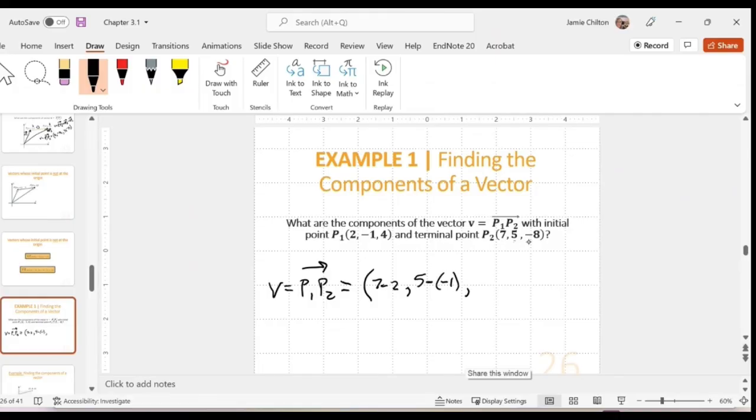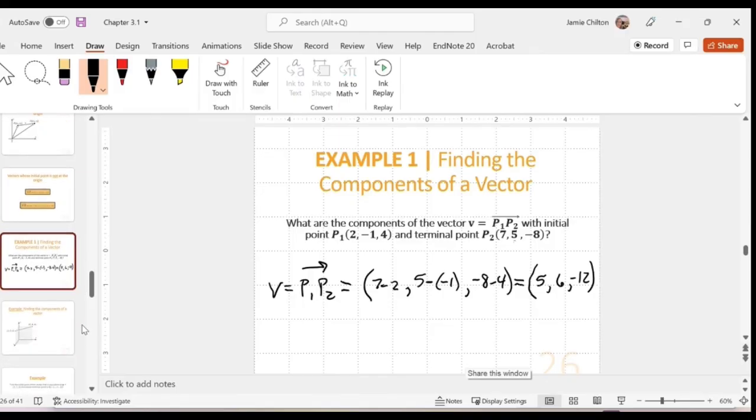And then for our third component, now we have -8 minus 4. So all of that is going to end up giving us the components for V. And we should get 5, 6, and -12. So simple stuff. Now you would just simply carry this out as many dimensions as you have in a particular problem. So this was pretty easy. This was 3 space, so we had 3 components, but certainly it could be more than that. But this is pretty easy in those.